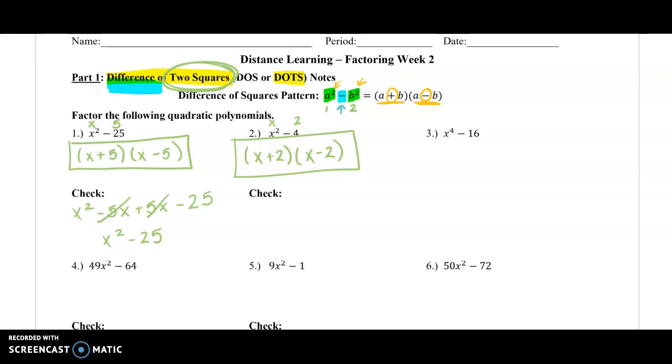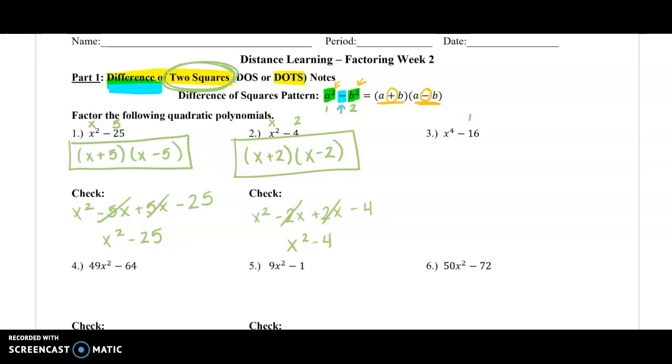How would you go about checking this? FOIL. x times x is x squared. x times negative 2 is minus 2x. 2 times x is plus 2x. 2 times negative 2 is minus 4. The negative 2x and the 2x cancel out, and you're left with x squared minus 4. So you know you did it right because you got what you started with. Now let's look at number 3.